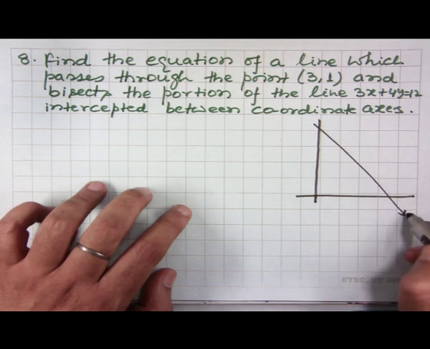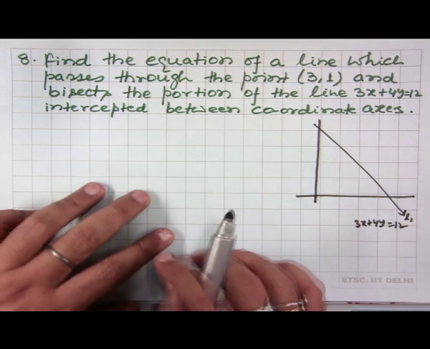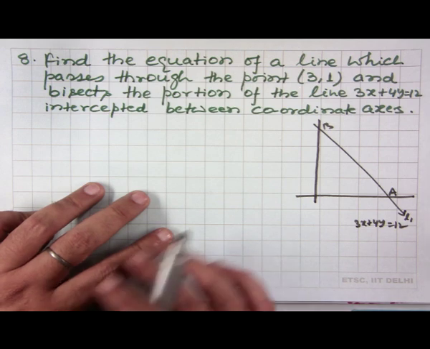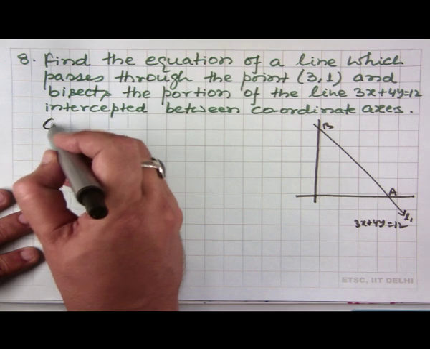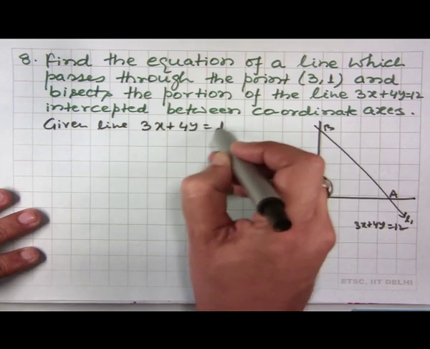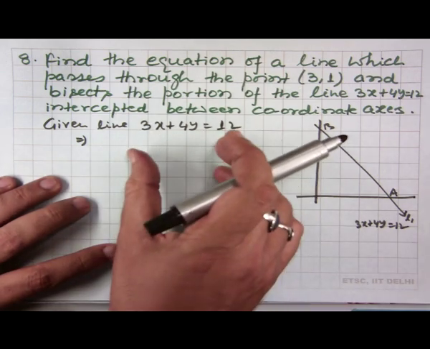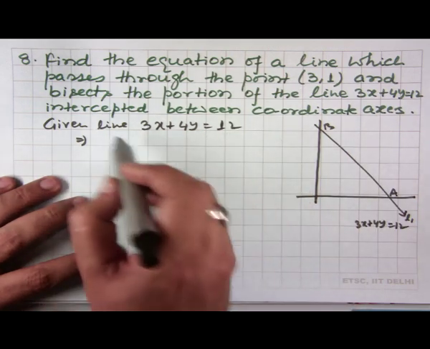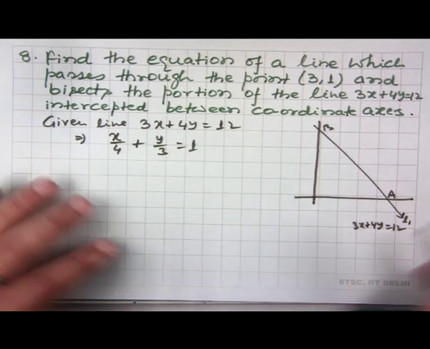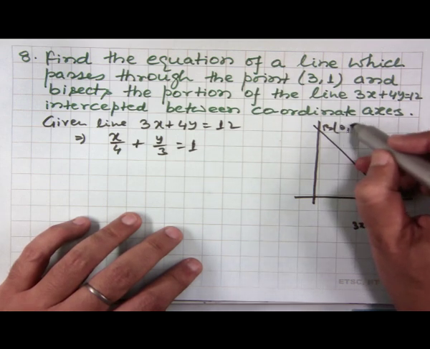Say this line is L1: 3x + 4y = 12. The portion of the line between the coordinate axes is AB. So the given line 3x + 4y = 12, reduce this line to intercept form. Divide both sides by 12, so this is x/4 + y/3 = 1. It means A is (4, 0) and B is (0, 3).